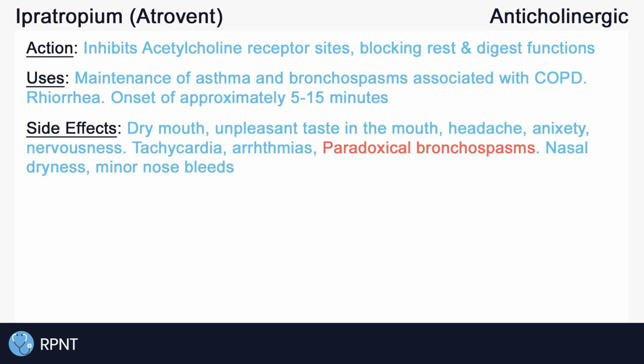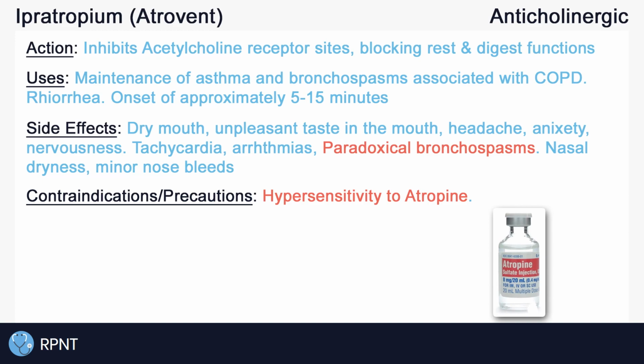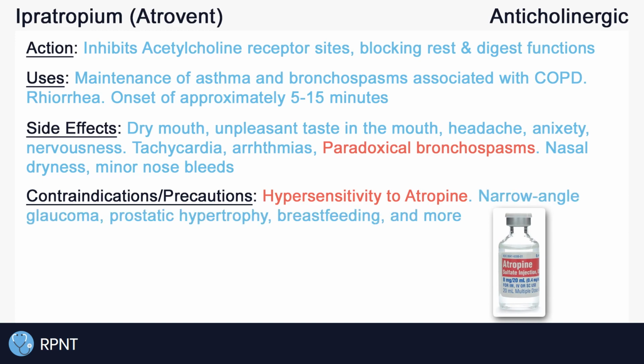Ipratropium is a derivative of atropine, another anticholinergic drug. This is why ipratropium is contraindicated in hypersensitivity to atropine. Use cautiously in those with narrow-angle glaucoma, prostatic hypertrophy, patients who are breastfeeding, and more.